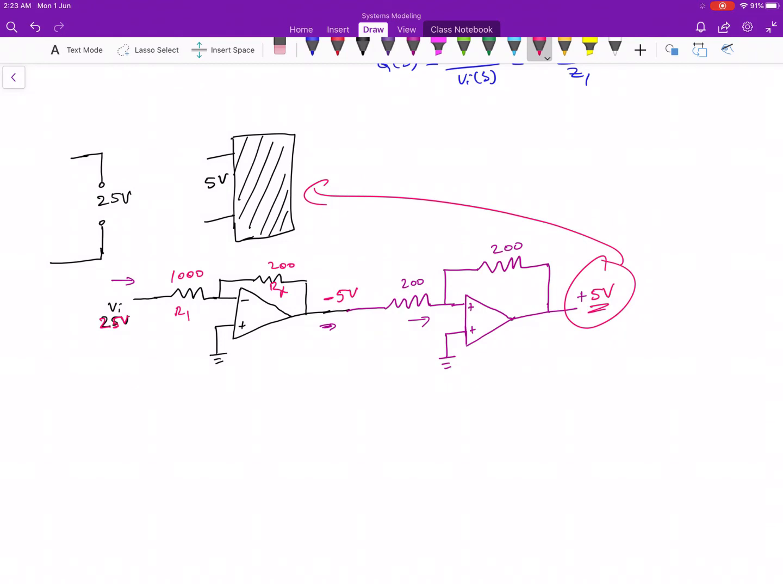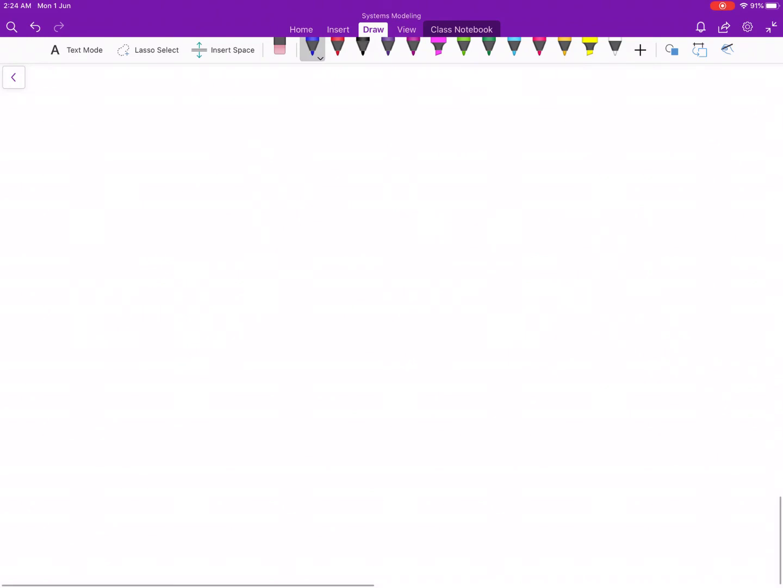And we can use this 5 volt to drive our mic. Things that we have access to, things that we have control over, are your R1 and your RF, the two resistors. We just play around with the two resistors and we should be able to get whatever we want from this amplifier. The next part is we want to look at the non-inverting amplifier.